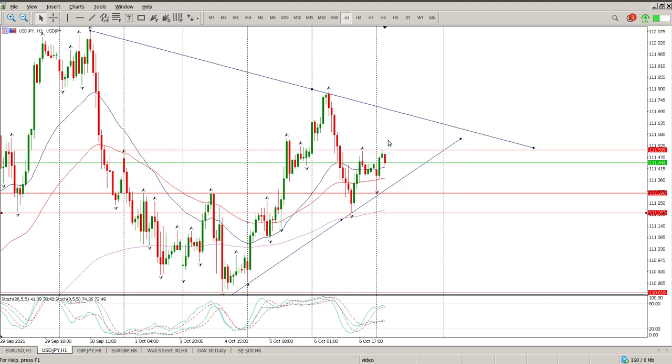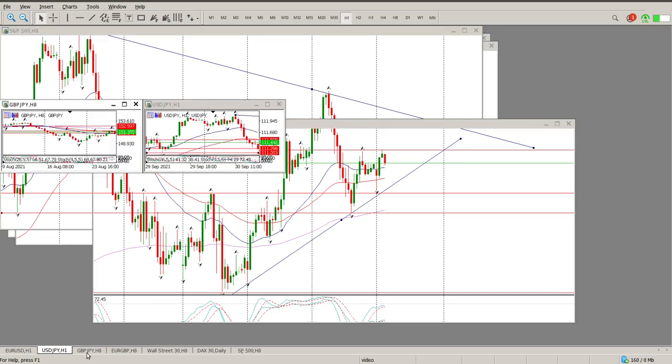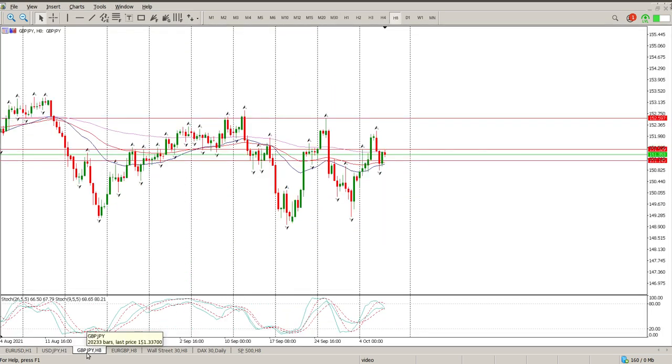So I'm looking for either a break or to find some support on this trend line at the bottom for a move to the upside. But I think that triangle is here for most of the day until the data comes out later on. Moving on to British pound Japanese yen. So this thing is purely sideways at the moment. It is in amongst the moving averages. I don't even think you need to be thinking about trading this.